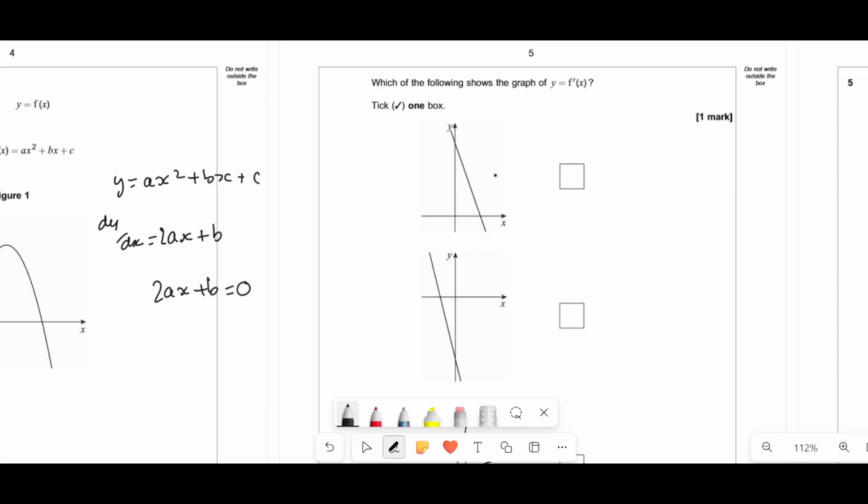So if we look for where y is 0, then 2ax plus b equals 0. So then that means 2ax would equal minus b, x would equal minus b over 2a. But remember that a is negative, so that would actually give you a positive x root for where y is 0. So it can't be this one because y is 0 here, but x is negative. But we just worked out that there has to be a positive value, so it's got to be this one here.